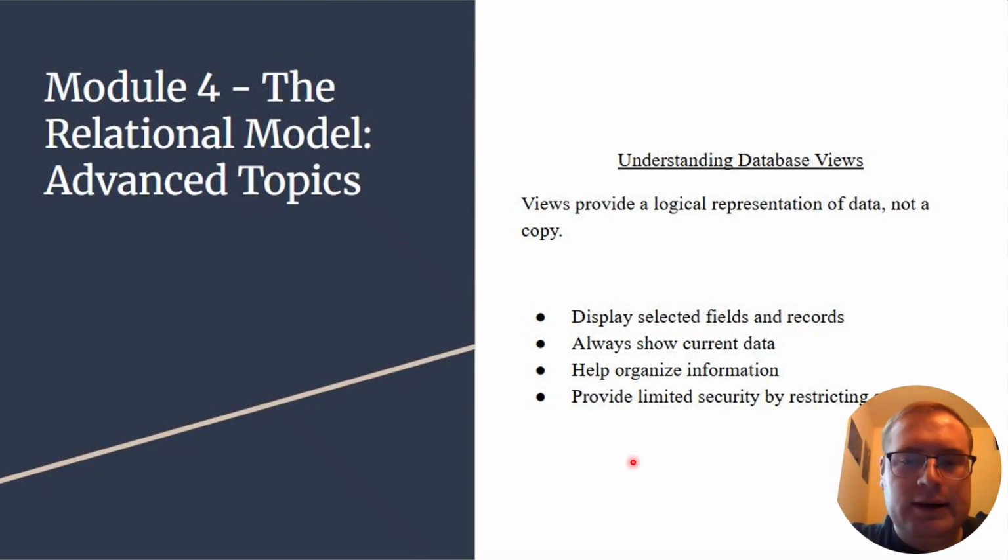And on to Module 4, I wanted to talk about the understanding of database views. When I learned about views, which are logical representations of data rather than copies, views allow us as users to see specific fields without changing the underlying structure. I found it interesting that views can improve organization and even provide a layer of security by limiting what users can access. And views provide a logical representation of data, not just a copy. They display selected fields and records, they always show current data, and they help organize information and provide limited security by restricting access, which is what I mentioned already.